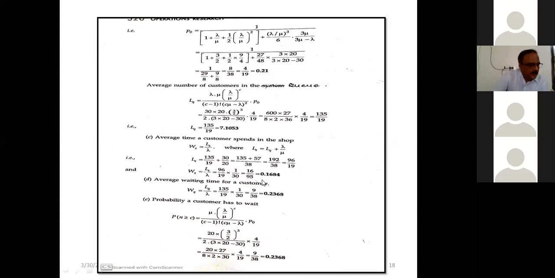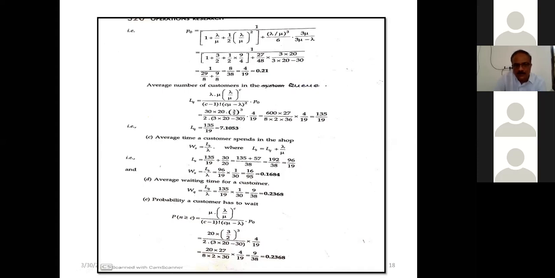Then next is to find out the average time a customer spends in the shop. Average time a customer spends in the shop means in the system. When you want to find the average time a customer spends in the system, that is WS, it is LS upon lambda. But for that purpose, you will have to find out LS. And how to find LS? LS is equal to LQ plus lambda by mu. So find out LS first. So we'll find out the length of the system.